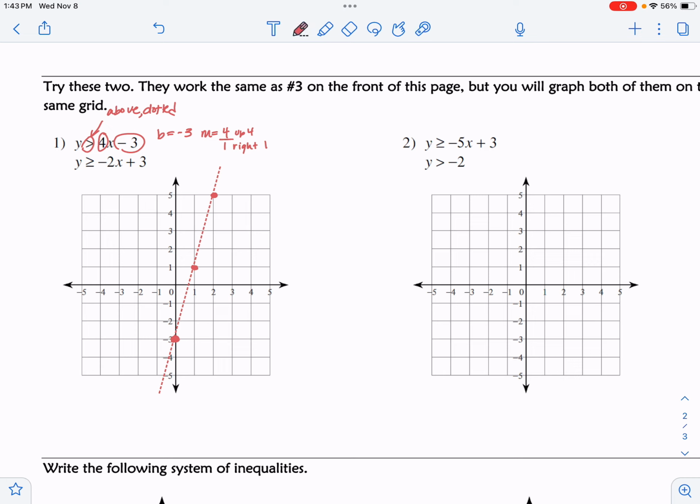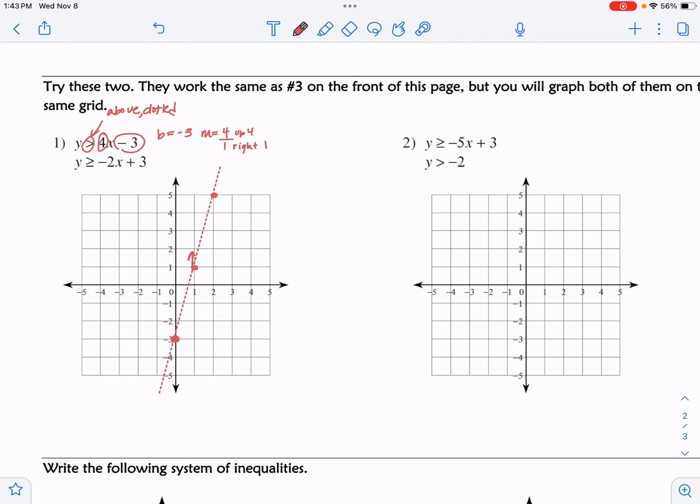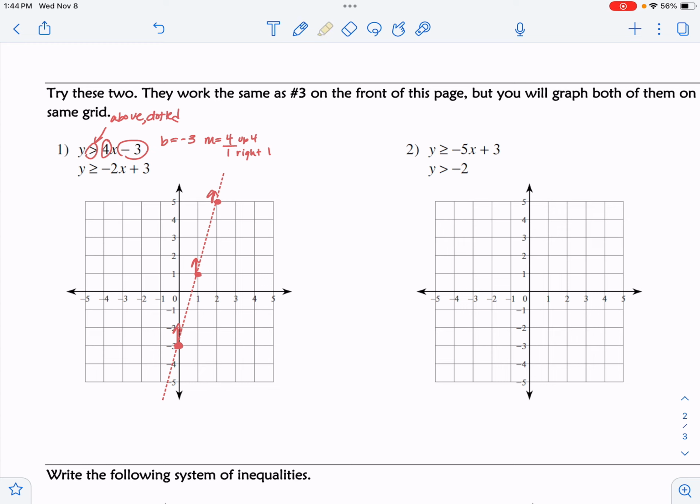Okay, and so to shade above, I always draw my arrows pointing up. The steeper the line, the harder it is to tell what above the line would look like. And so that's why the arrows help me. And so above the line would be this region here.